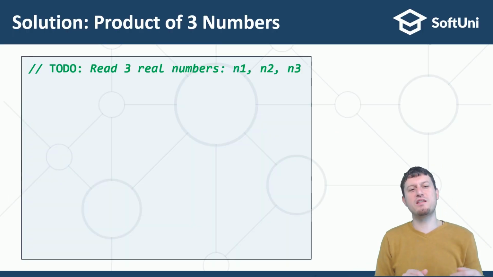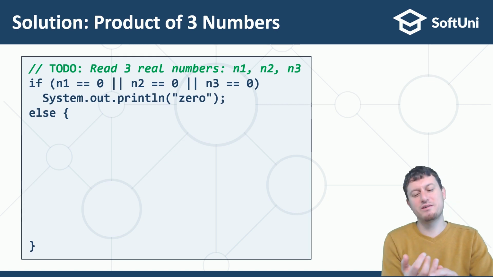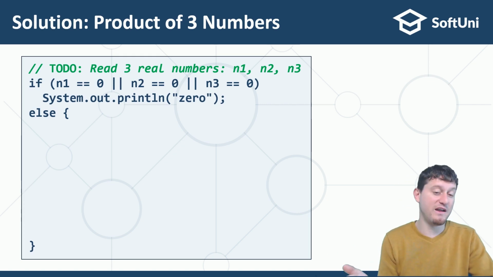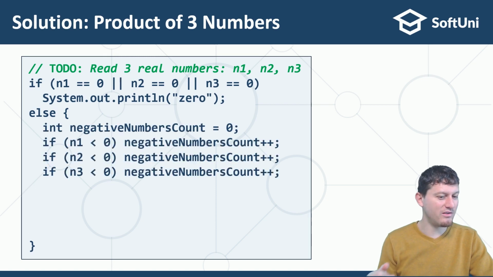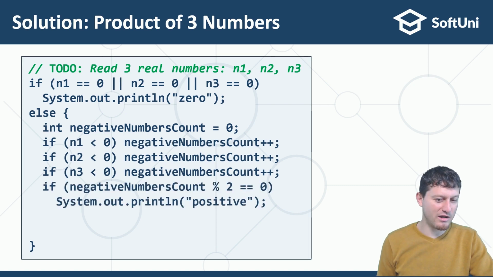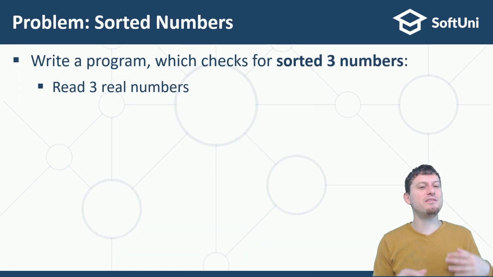This is the solution I had in mind before the start of this lesson. It was about checking whether we have 0. If one of the input numbers is 0, the final product will be 0. Otherwise, we count the negatives among the input numbers, and if they are even, we have positive. Otherwise, we have a negative product. That's all about this problem. So let's go ahead with the next problem.